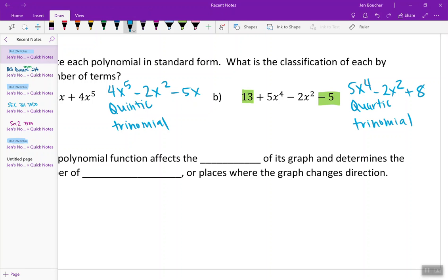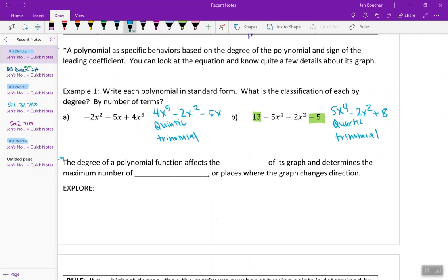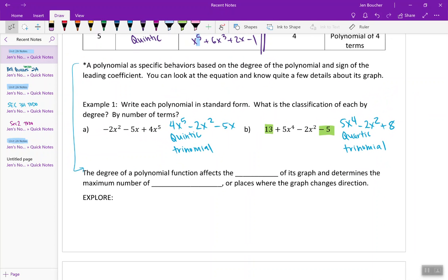All right, moving on now that we all have a common goal. So, again, the degree affects the shape of the graph. And it's going to help you determine the number of turning points.